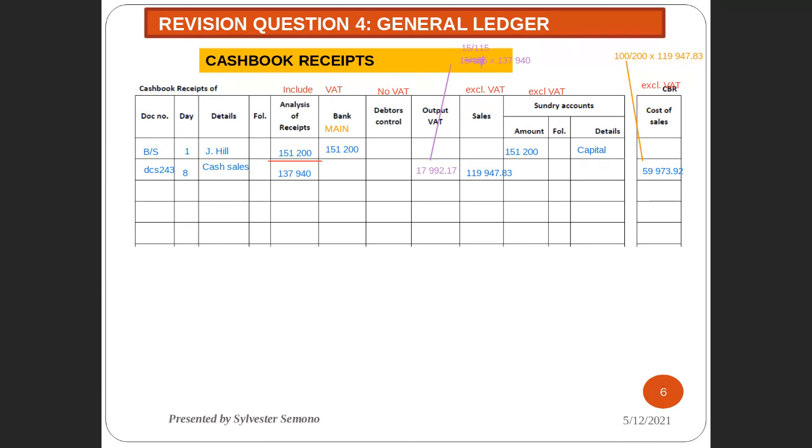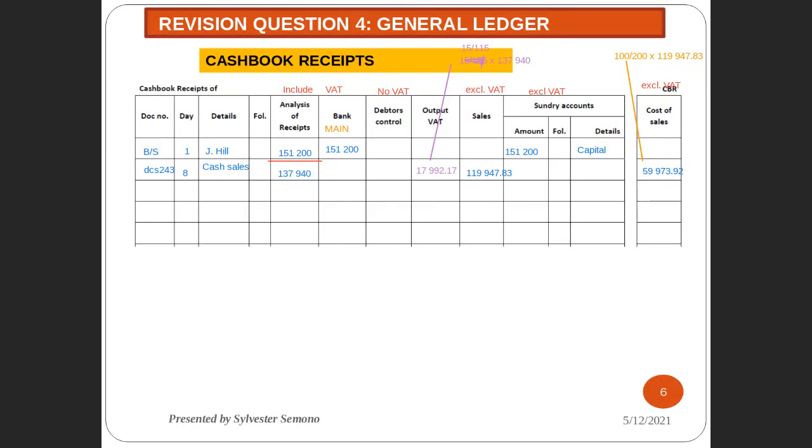Remember when I started, I analyzed the markup for you. Cost price is 100. Markup is 100. The selling price was 200. So it must be 100 over 200 times this amount. Okay. Yes, perfect. Can you see now? So you must go and analyze the way I've been showing you before.